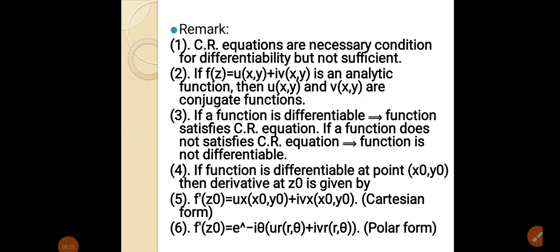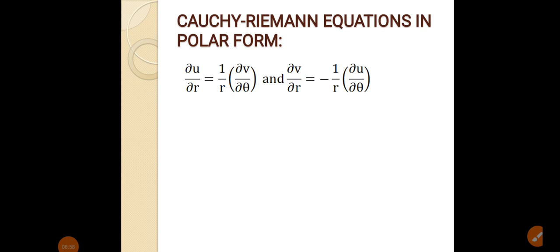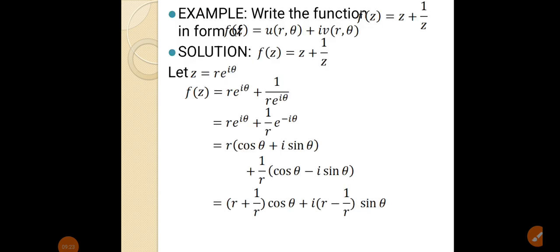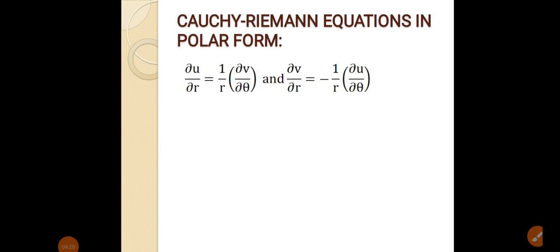Next is Cauchy-Riemann equations in polar form. Del u by del r is equal to 1 by r del v by del theta, and del v by del r is equal to minus 1 upon r del u by del theta. We now stop here.